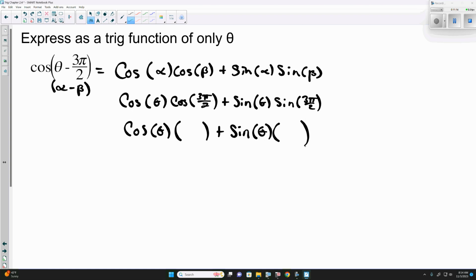Now, out of these here, cosine of 3 pi over 2 actually has a value, which is 0. Sine of 3 pi over 2 has a value, which is -1. Both of these are on the unit circle. We could use it or the graphing calculator or the 30xs. Either one of them, as long as we have them in radians, will give us an answer. Well, cosine times 0 is 0. And sine of theta times -1. We have now expressed this as a trig function only in terms of theta. We're done.